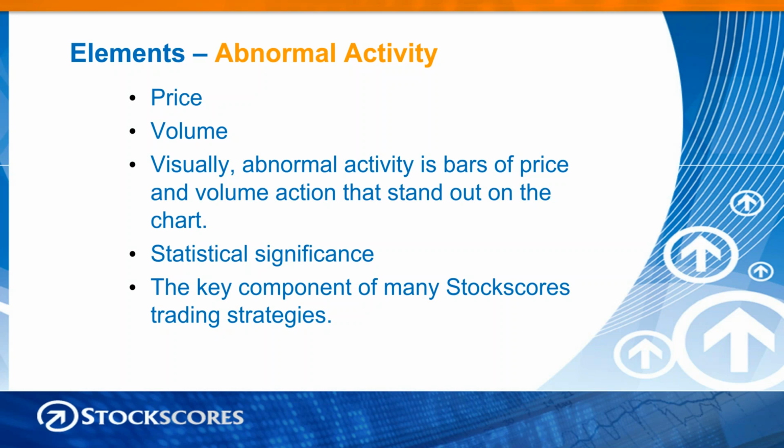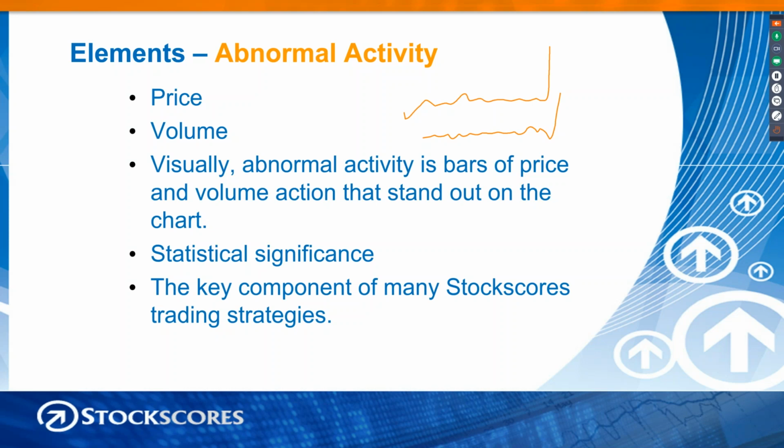Abnormal activity in terms of price and volume. So if you have a stock chart and it kind of looks like this, and then all of a sudden you have that, it doesn't take a rocket surgeon to look at that and say, hey, that looks abnormal. And if the volume kind of is like this most of the time, and then the volume spikes, again, looking at that, it's fairly obvious. So visually, abnormal activity is just the bars of price and volume action that stand out on the chart.